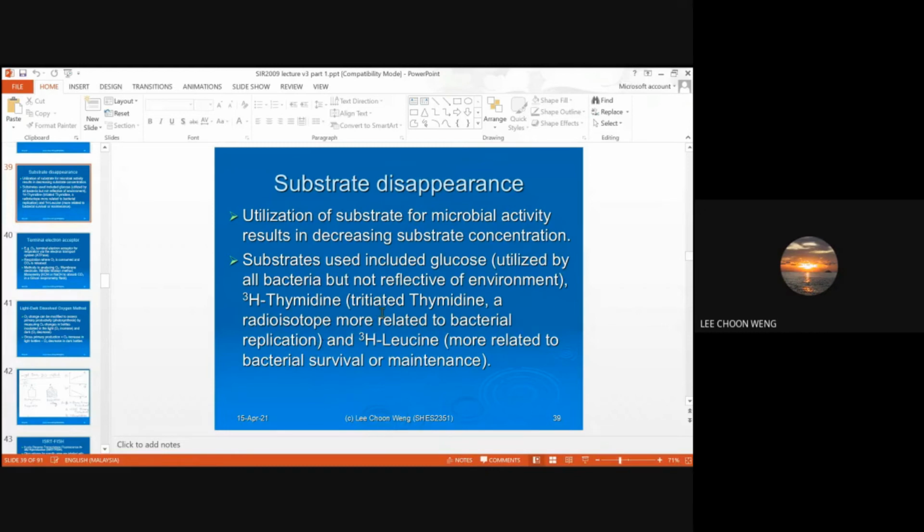Of course, initially in the beginning, they used glucose with the 14 carbon. However, as I mentioned earlier, glucose is not reflective of the environment. Adding glucose to a bottle incubation does not really reflect how bacteria will respond, because glucose is too rich and too easily utilized. So this is the incubation-dependent approach, where you look at the substrate disappearance as a way of measuring microbial activity.